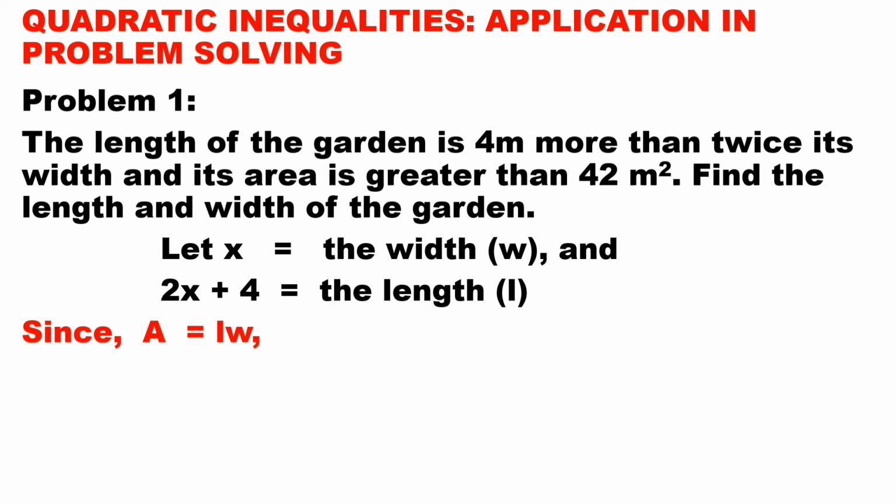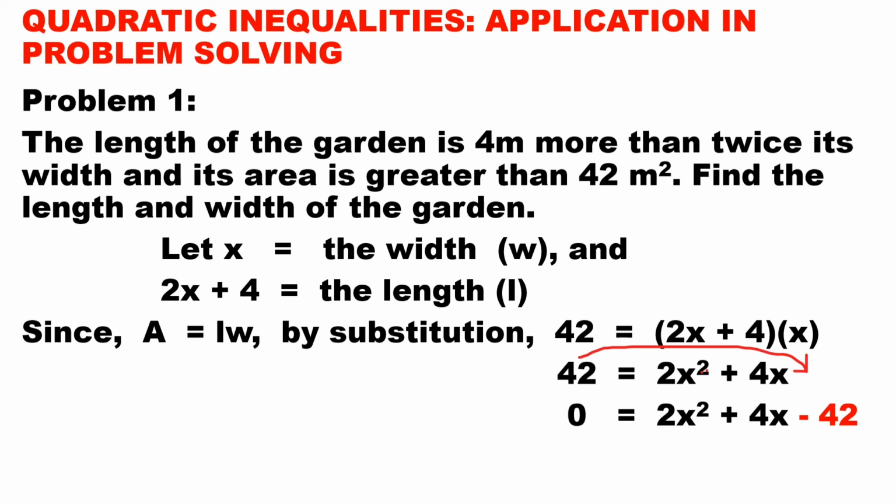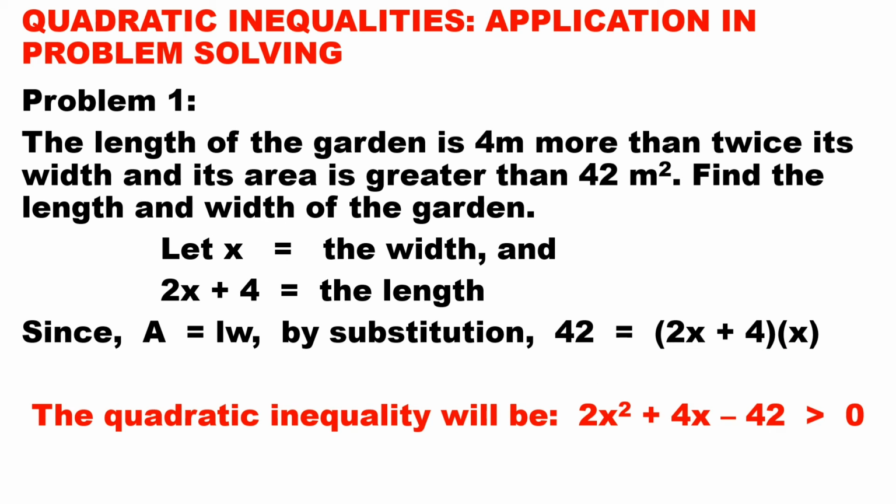Since the formula for area is A equals LW, by substitution, 42 equals the quantity 2x plus 4 times x. To remove parentheses, copy 42 equals, apply distributive property, x times 2x equals 2x squared, x times 4 equals 4x. To change the quadratic equation into standard form, 42 will be transposed to the right, so we have 0 equals 2x squared plus 4x minus 42. Therefore, the quadratic inequality will be 2x squared plus 4x minus 12 is greater than 0.